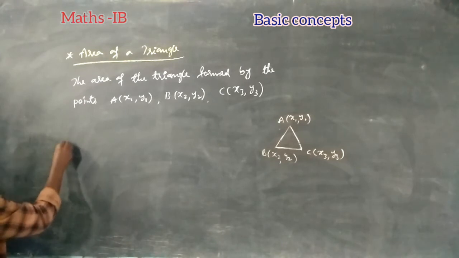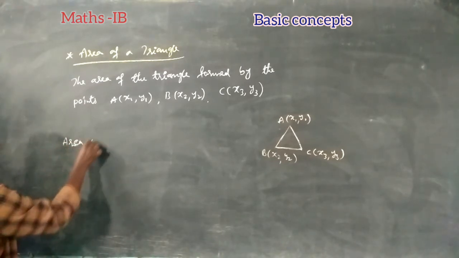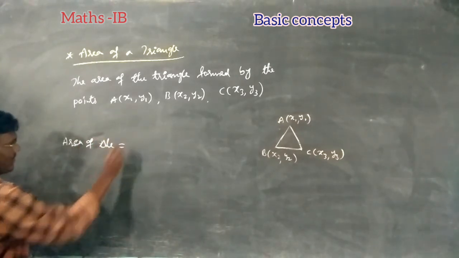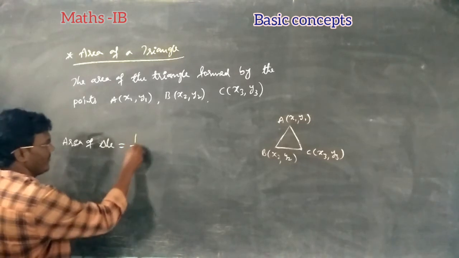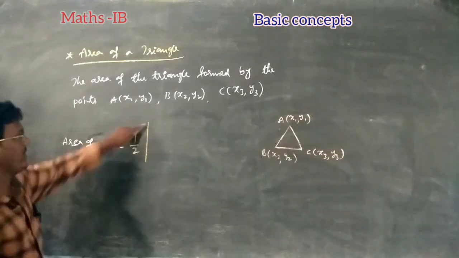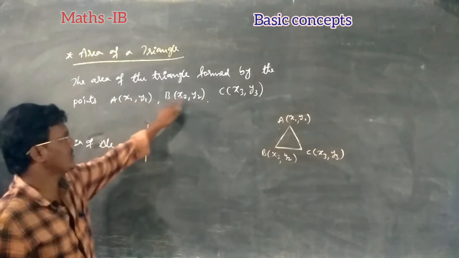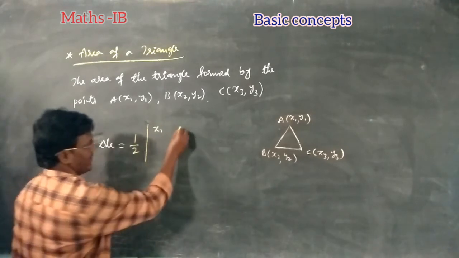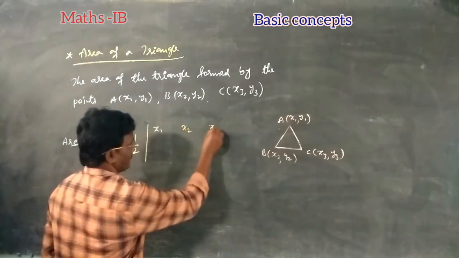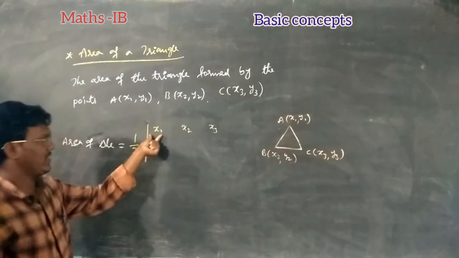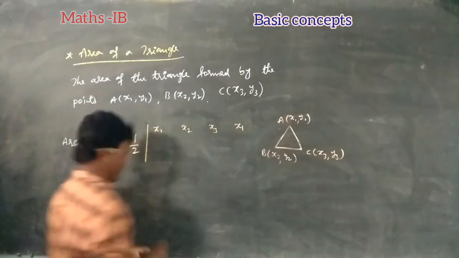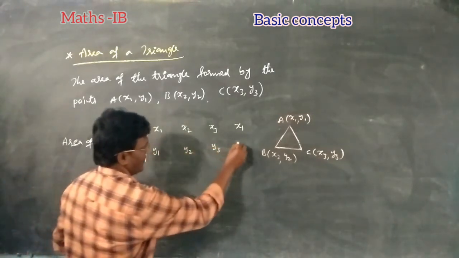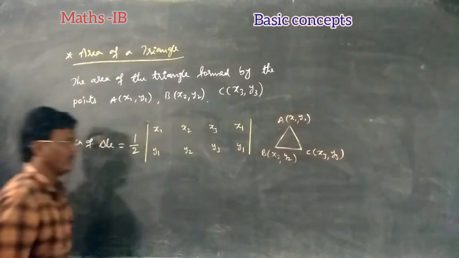So here the formula for the area of triangle is equal to half of. What are the points here? x1, y1, x2, y2, and x3, y3. First the x coordinates: x1, the second one is x2, the third one is x3, and we end with the point we started with, x1. Next the y coordinates: y1, y2, y3, and y1. Close mod. Okay.